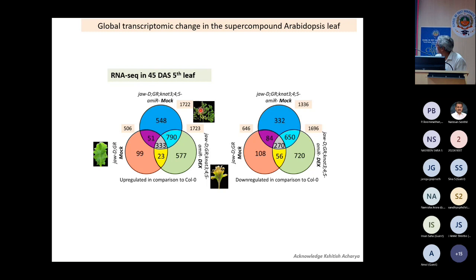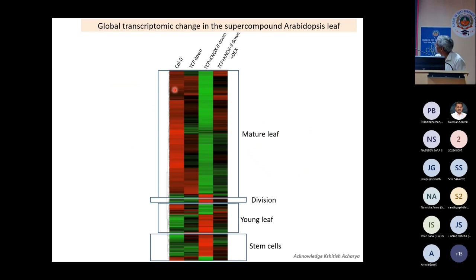This is the analysis. This is wild type. Red means high expression. Green means low expression. Somebody in Caltech made a list of genes that is expressed only in the mature leaf, a list of genes which is expressed only in the young leaf, a list of genes which is expressed only in the meristem, a list of genes which is only required for cell division, and so on and so forth. So we took those genes and analyzed them. These are the mature leaf specific genes. Each horizontal line here is one gene, and there are some 2000 genes here.